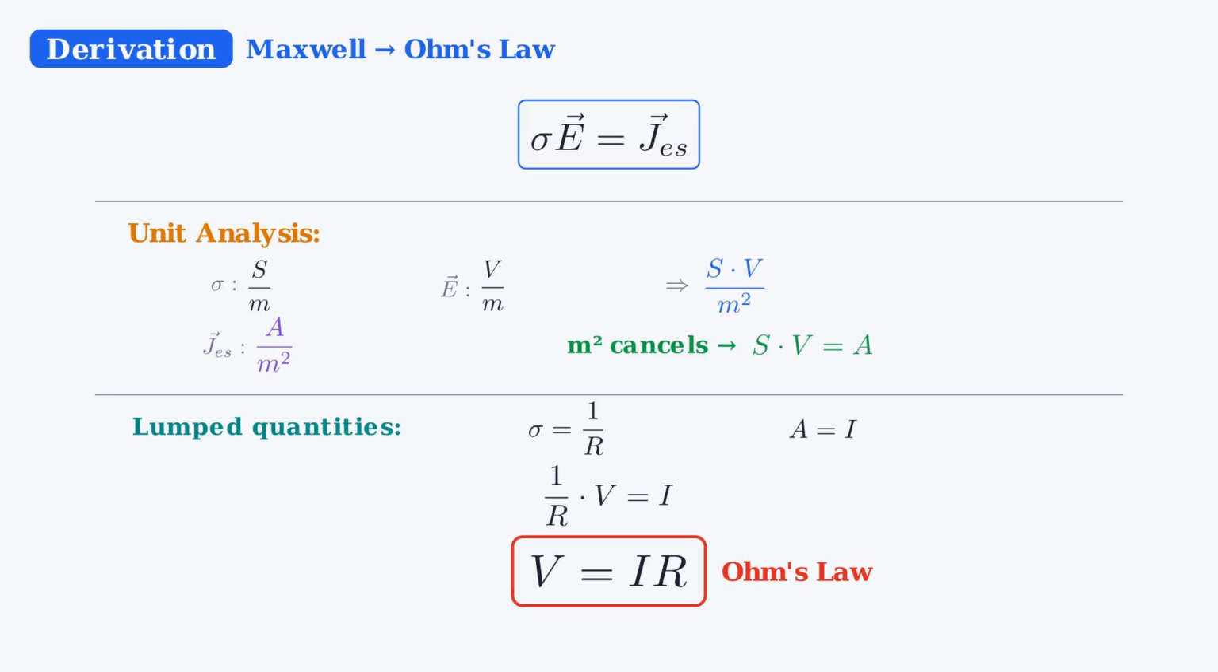Now, conductivity sigma is the inverse of resistance. Sigma equals 1 over R. And the current through a cross-sectional area is just I. Substituting, 1 over R times V equals I. Multiplying both sides by R gives us V equals I times R. And there it is, Ohm's law, derived directly from Maxwell's equations.